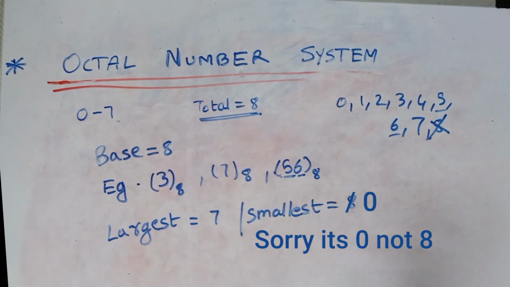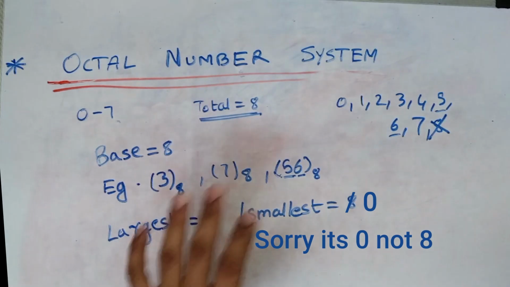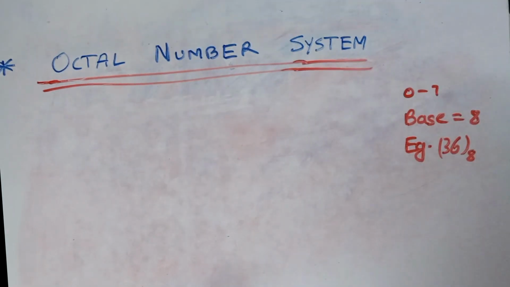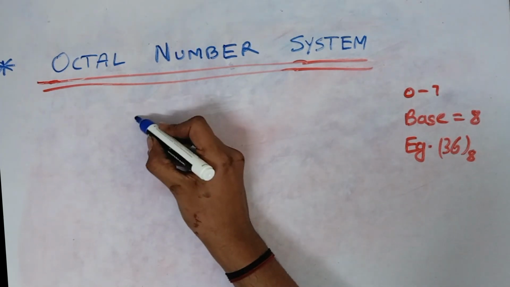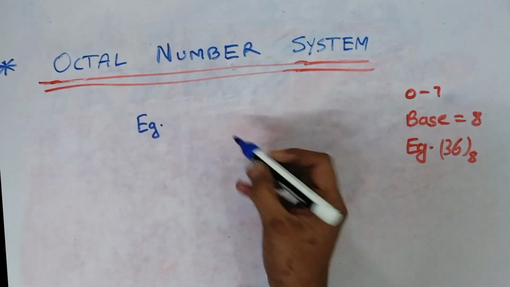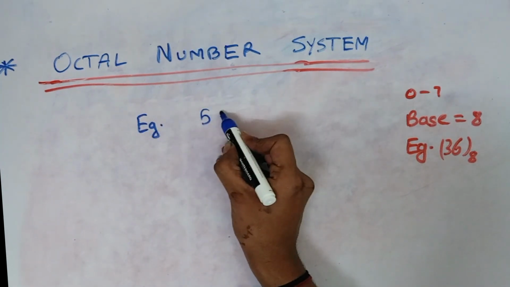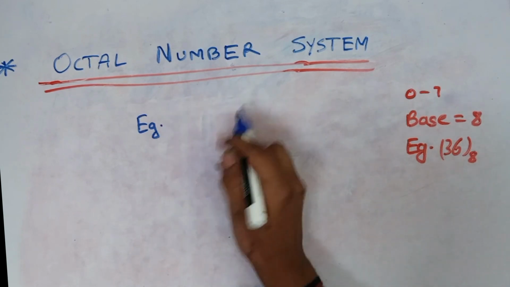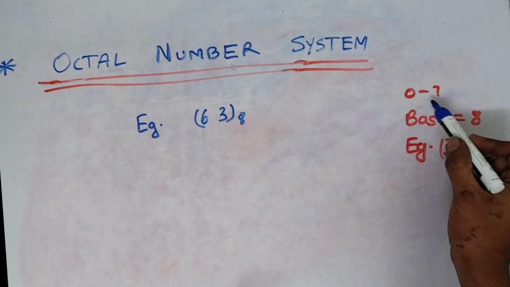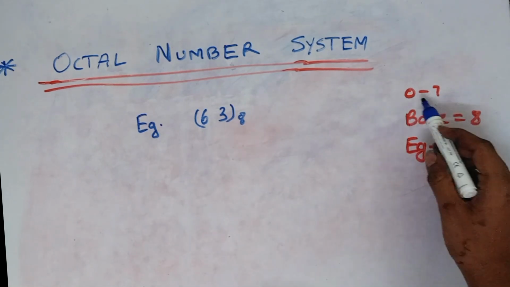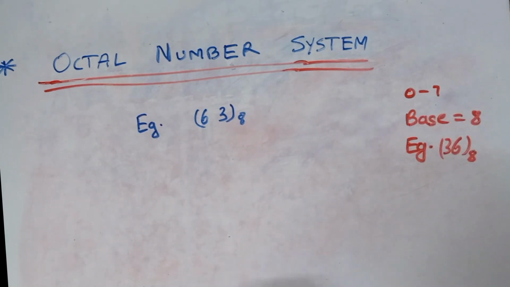So now, like the other number systems, let us see in this case as well how we can represent octal numbers in the form of powers of 8. Now let us see how we can represent any octal number in the form of its powers of 8. For example, I am taking here, let us take 63. Now 63 is indeed an octal number because 6 comes in 0 to 7 and 3 comes in 0 to 7.